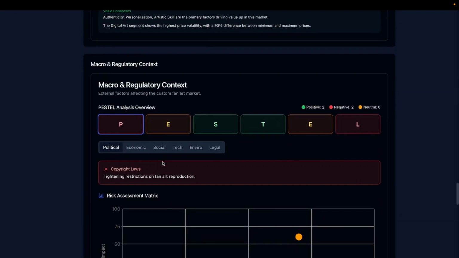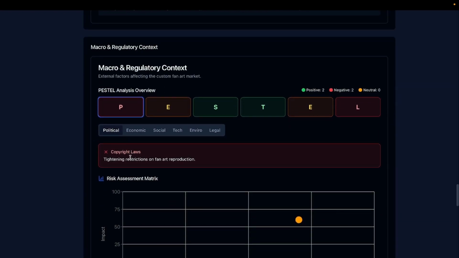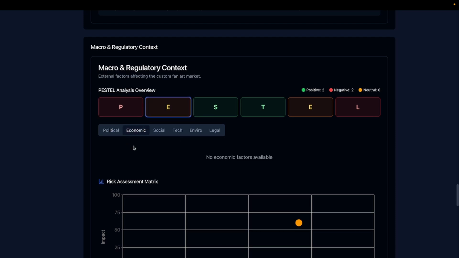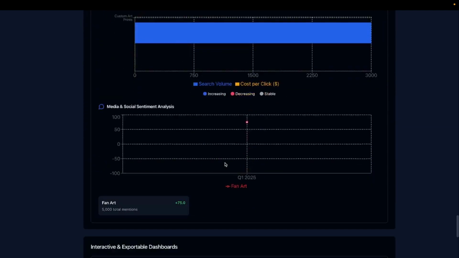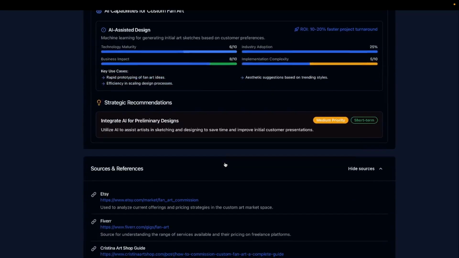So look here, much different to the other one. This is red: copyright laws, tightening restrictions on fan art reproduction, right? Orange, okay, that's not available. I'm guessing orange just means nothing available. Yeah, neutral. So it's either positive, negative, or not there. So take legal, increased enforcement of IP rights, which is positive. Increase in online buying for tech, social, changing trends in pop culture, increased demand for custom art. That's probably because AI art exists and no one likes that. Me neither. You can see all of this stuff, a bunch of different stuff going on.